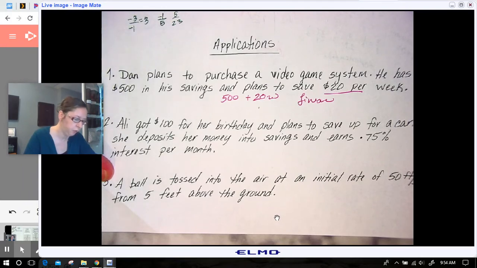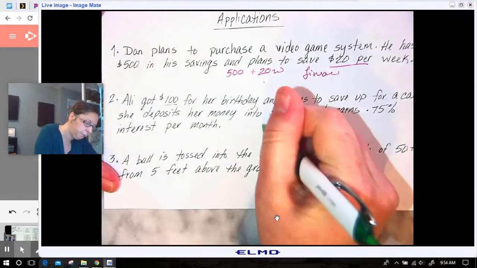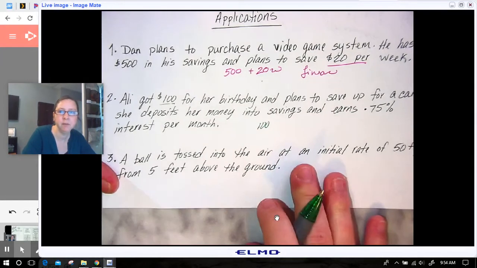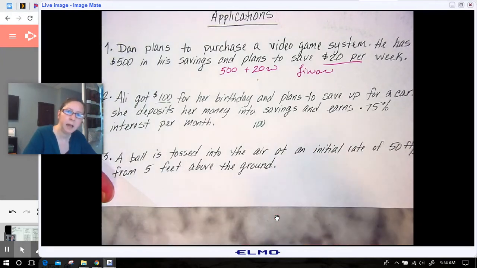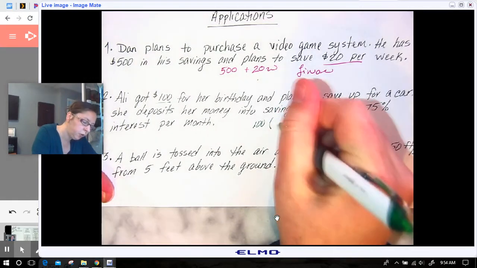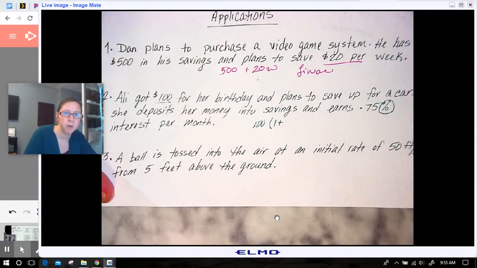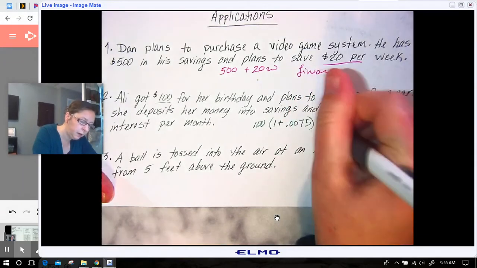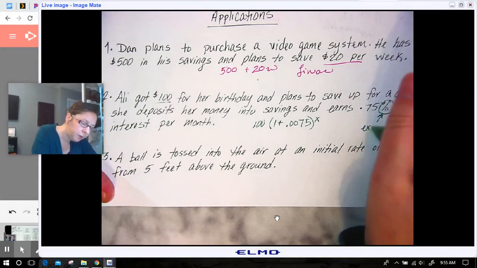Let's look at number 2. Allie got $100 for her birthday, and she plans to save up for a car. She deposits her money into her savings and earns 0.75% interest per month. So earning is 1 plus the rate. And remember, that percent is what helps me. The percent tells me it's exponential.